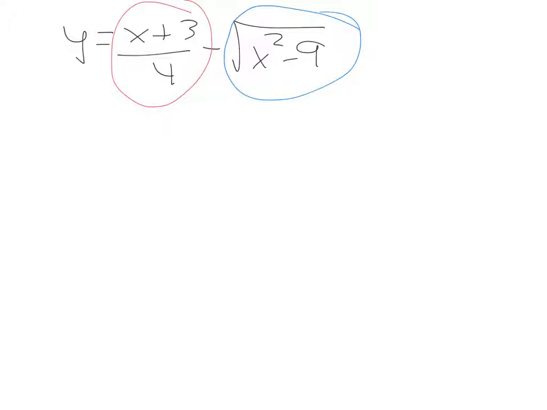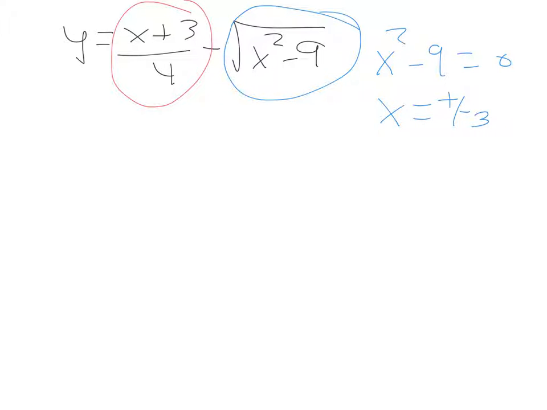So what we have to do is consider what values will make this negative inside the bracket. If we solve this for 0 and then work backwards from there, it's a lot easier. So x squared minus 9 will equal 0 if x is equal to plus or minus 3. That gives us our starting point. Plus or minus 3 is going to be the boundary.